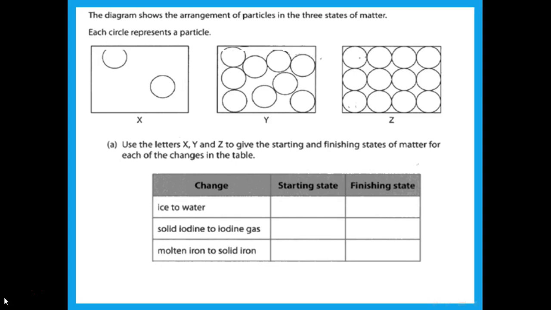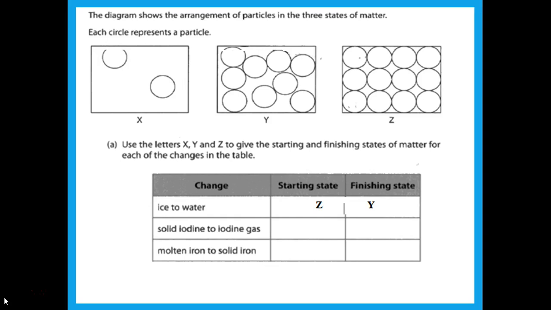Okay, we have 3 boxes, X, Y, and Z, and he's saying use the letters to give the starting and finishing states of matter for each of the changes in the table. So if I'm talking about ice changing to water, ice is what state? Ice is solid, and water is liquid. So which of the boxes represents solid? Z, of course, is solid, and Y is liquid. So if ice is changing to water, we're changing from Z to Y.